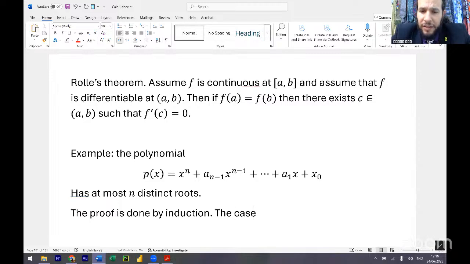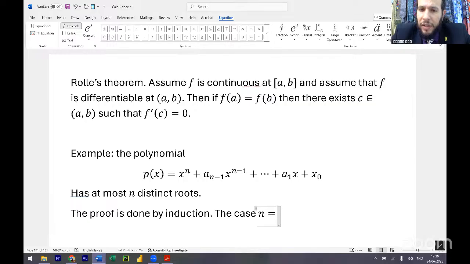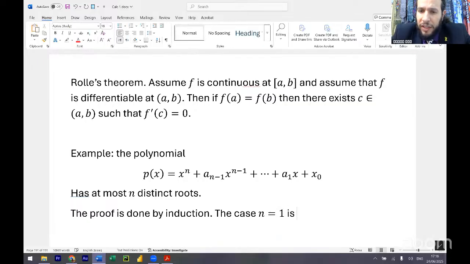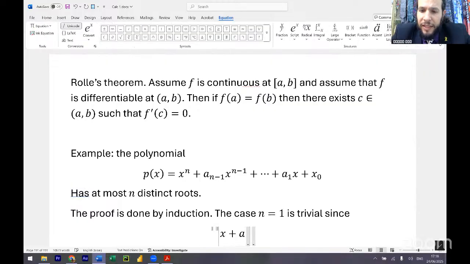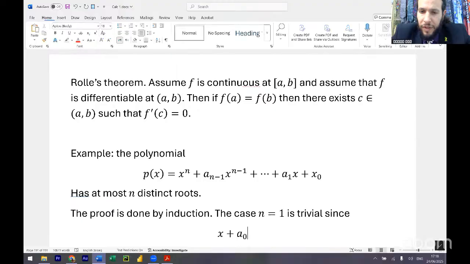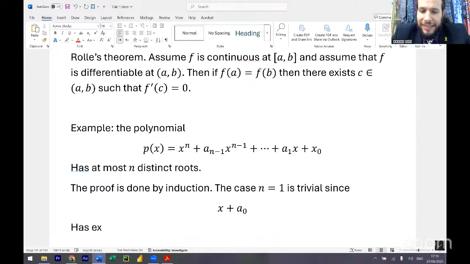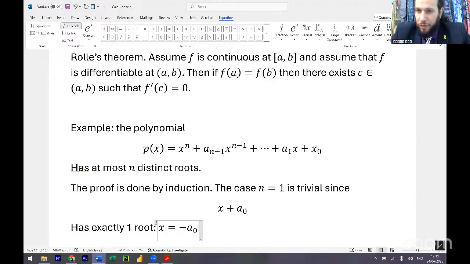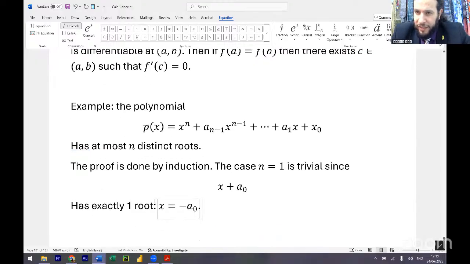The case n equals 1 is trivial, since x plus a0 has exactly one solution. Agreed? x equals one root. x equals minus a0. That's the root. It's solvable algebraically quite easily. Okay?